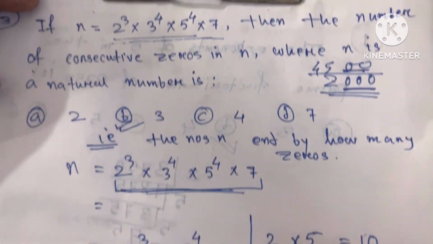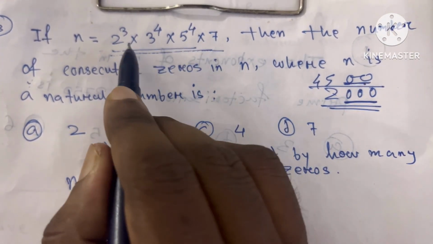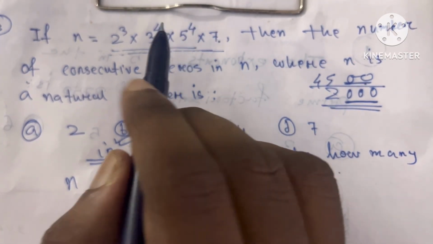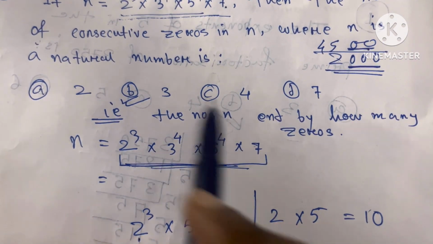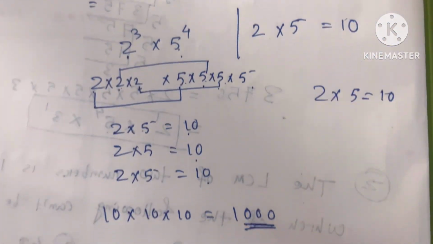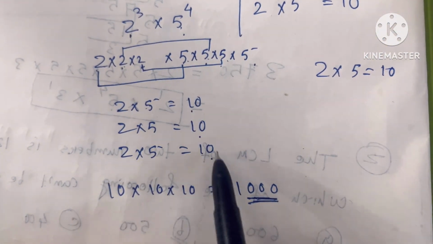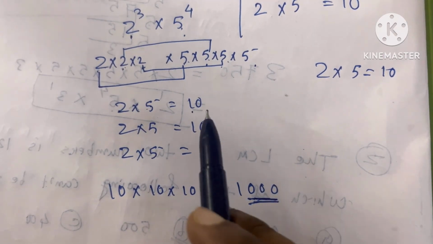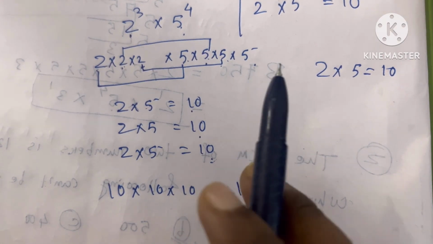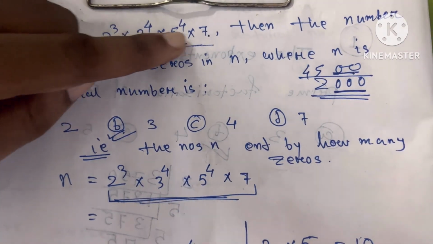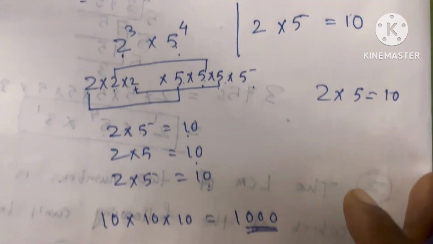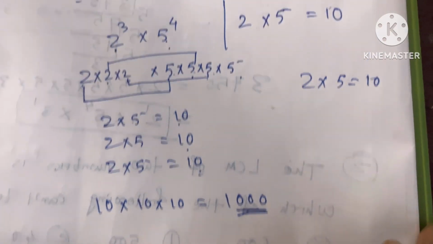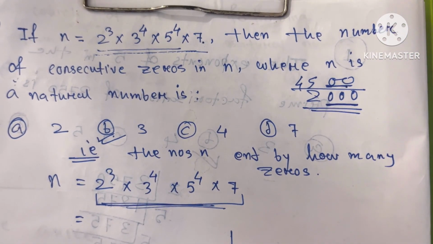Then if you multiply all the factors of n, we will get a number, and that number will have 3 zeros. That means option B is correct. Why 3 zeros? Because we got 3 tens. After making pairs of 2 and 5, we got 3 tens, which means 3 zeros at the end. Hope you guys understand, yes or no? Okay.